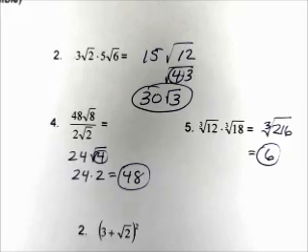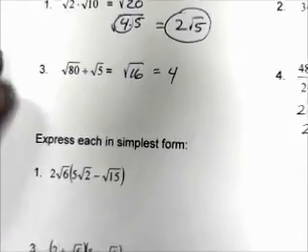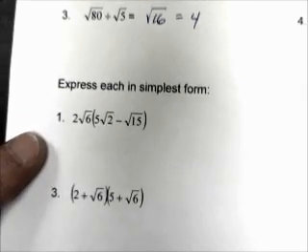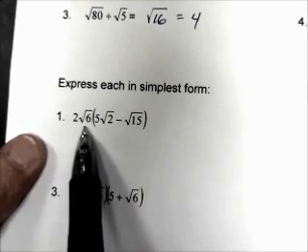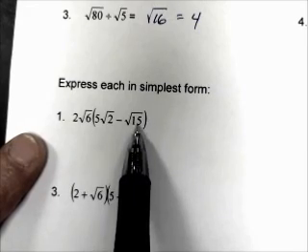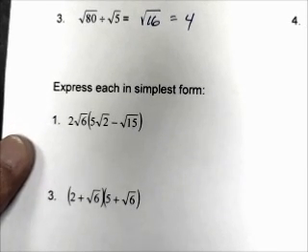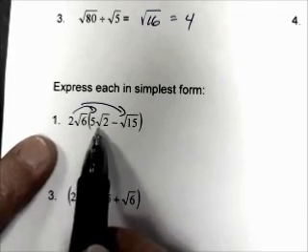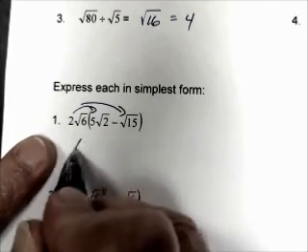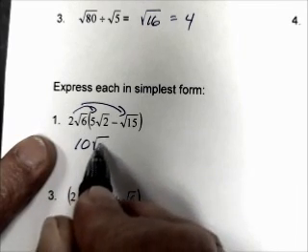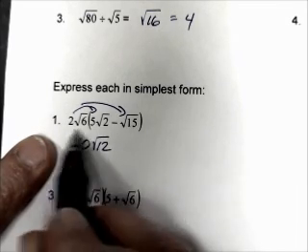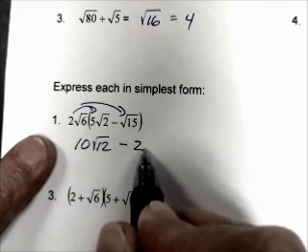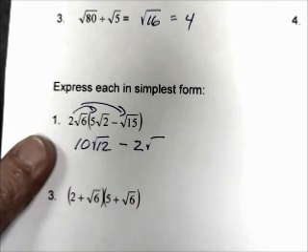Now, the next 6 problems, we're multiplying. For the first one, we have this 2 square root of 6 times this binomial. All right, well, so we simply distribute 2 square root of 6 times 5 square root of 2. 2 times 5 is 10. Square root of 6 times square root of 2 is square root of 12. 2 square root of 6 times square root of 15. That's going to be negative 2. 6 times 15, 90.